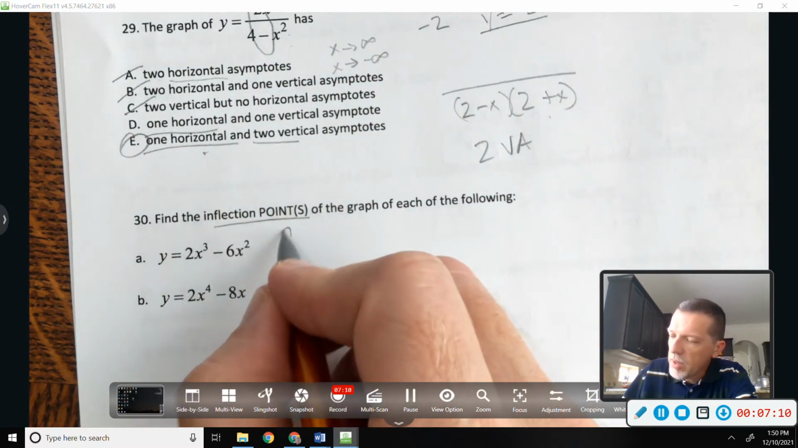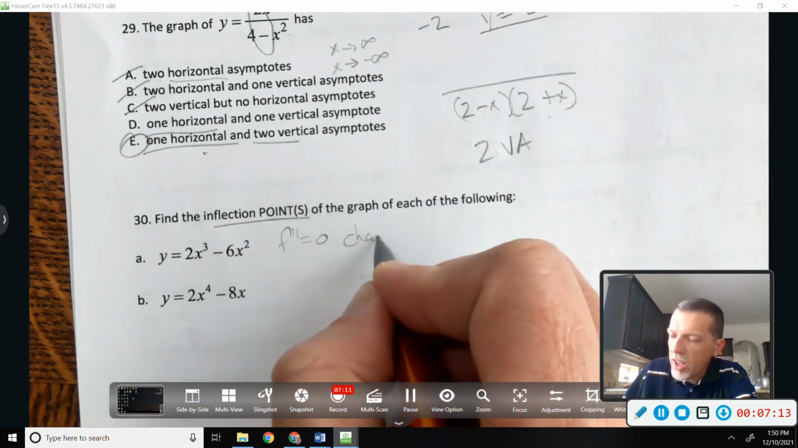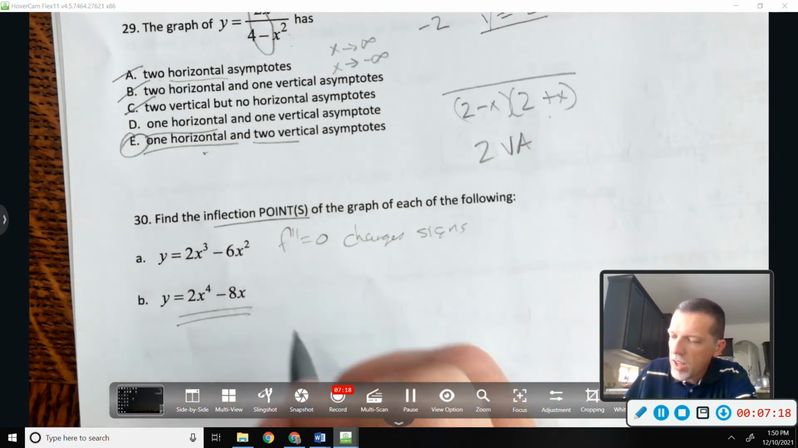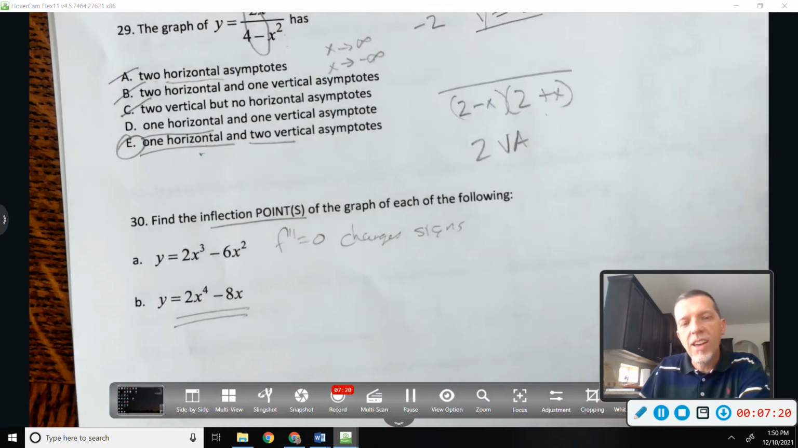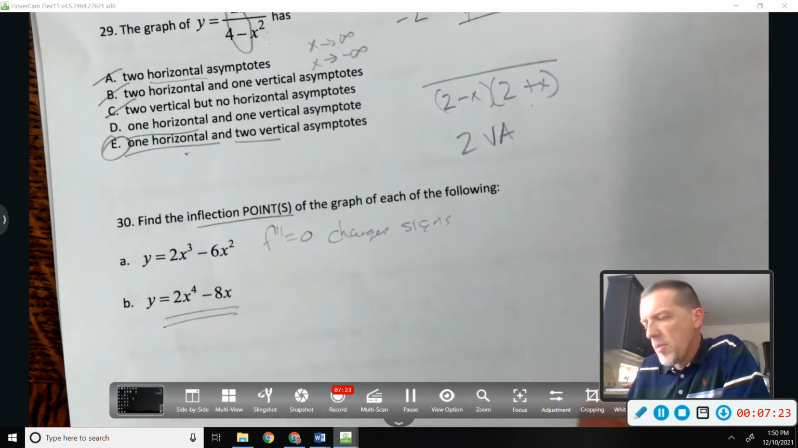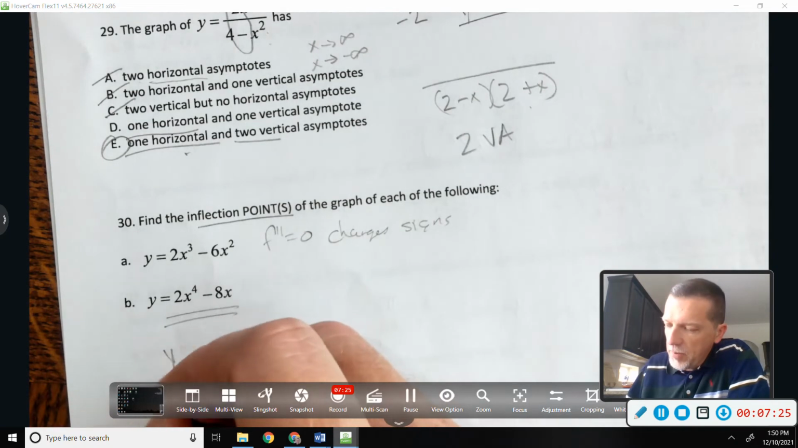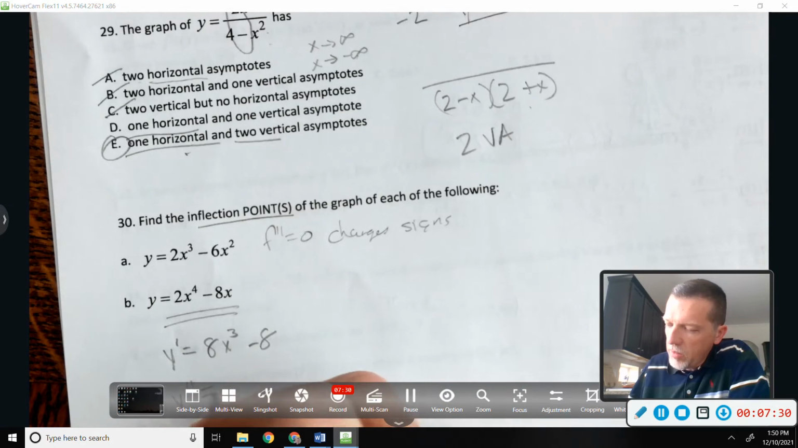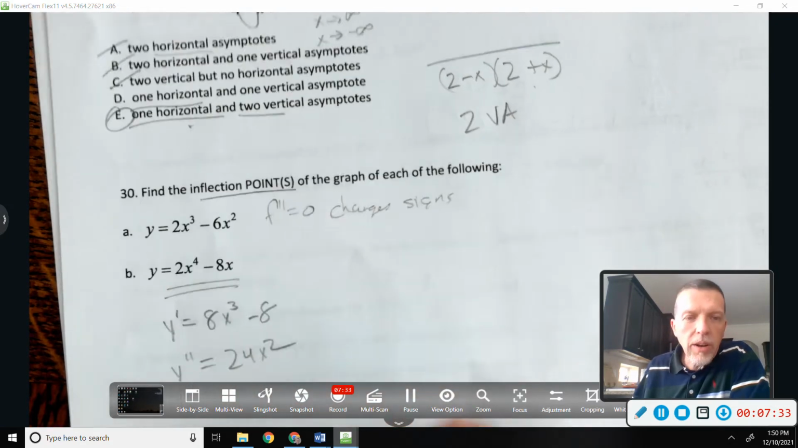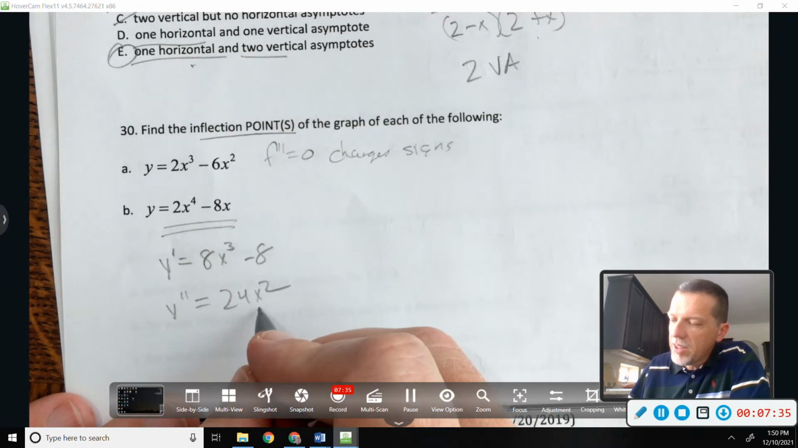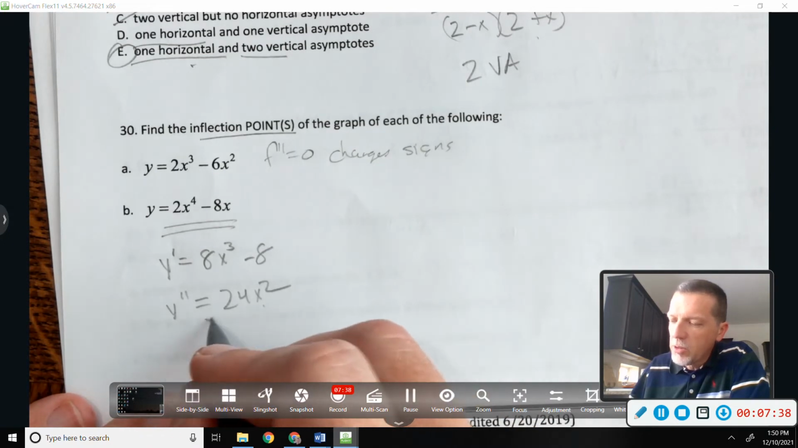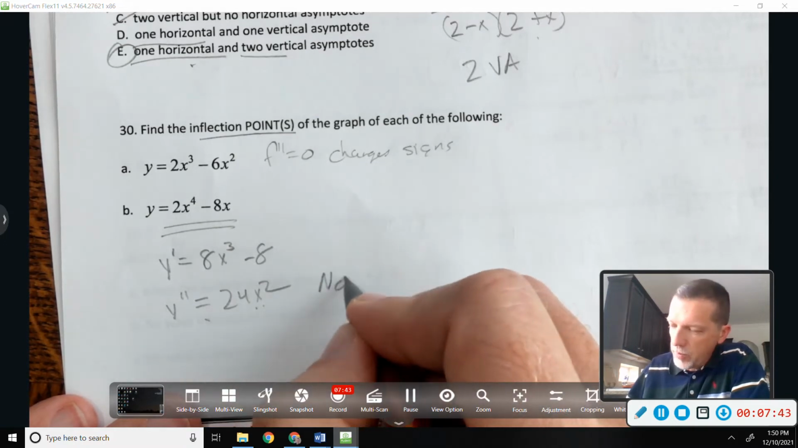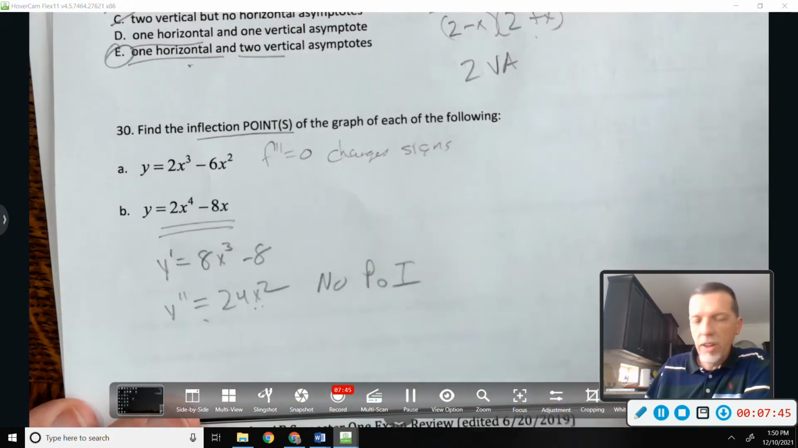Inflection points, that would be second derivative equals 0 and changes sign, so be careful about that because I think this one, the second derivative is going to equal 0 but not change signs. I'm almost positive of that. 8x cubed minus 8. Second derivative is 24x squared. So y double prime equals 0 when x is 0, but it doesn't change signs because it's always positive. So no points of inflection for b.